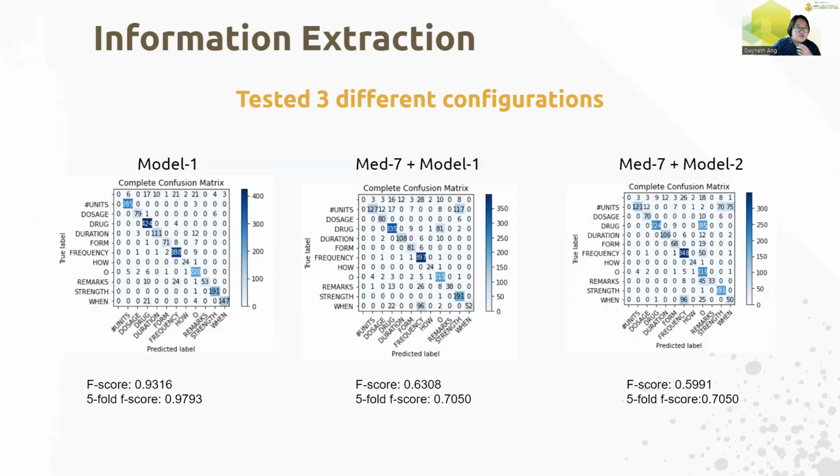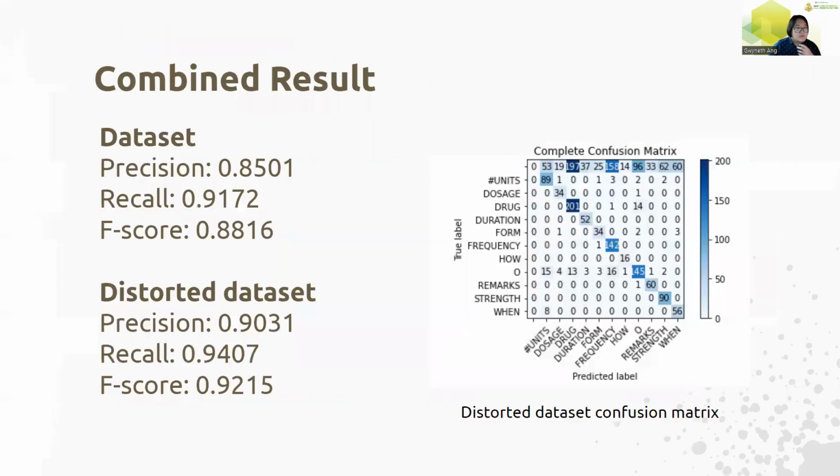The two models that were trained were tested in 3 different configurations. One is Model 1, which is trained with the complete entities alone. The second is Model 1 on top of the Med7 model. And the last one is Model 2, which is trained with the new entities only on top of the Med7 model. Overall, Model 1 had the highest F-score of 0.9316 and a 5-fold cross-validation score of 0.9793. The complete standalone model is the one used in the final web application.